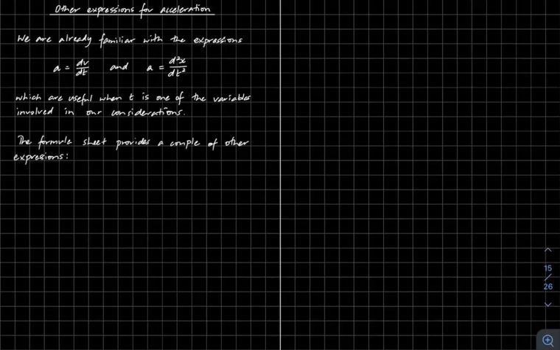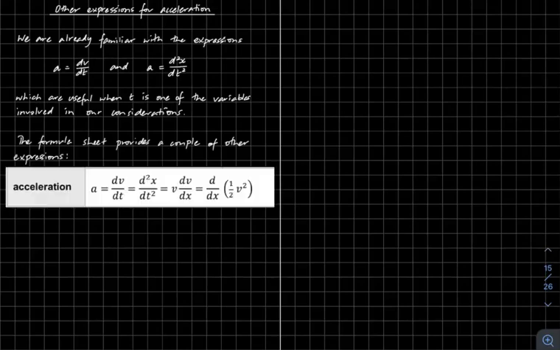And so our formula sheet actually gives us a couple of other expressions. So we don't have to remember these. There's the first two, a equals dv/dt, which is equal to d²x/dt². But then it suggests that acceleration can also be written as v dv/dx, or even as the derivative with respect to x of (1/2)v². And the thing I want to draw your attention to straight away with both of those expressions is that t doesn't feature in there.